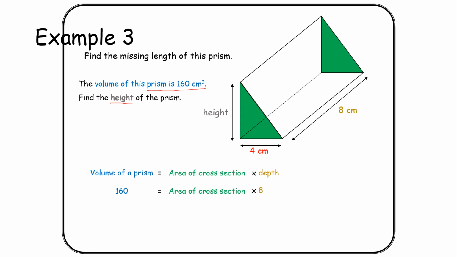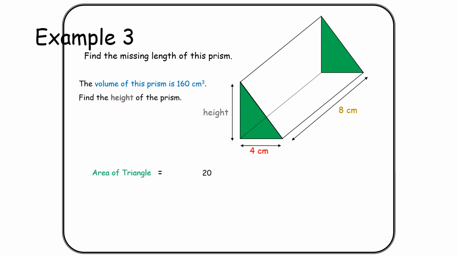What I'm going to do next is divide both the sides by 8 in order to get rid of this 8. So dividing both the sides by 8, 8 divided by 8 is 1 and 160 divided by 8 is 20. So I will write it down. So 20 is equal to the area of the cross section.